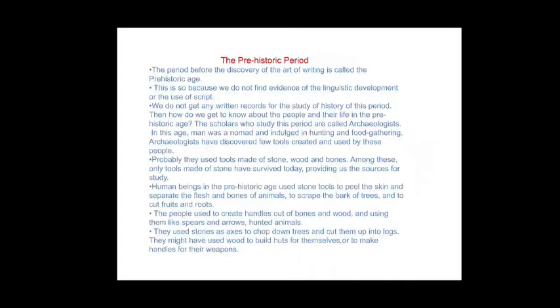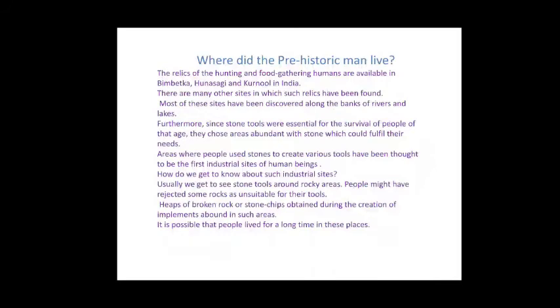Children, human beings in the prehistoric age used stone tools to peel and skin and separate the flesh and bones of animals, to scrape the bark of trees and to cut fruits and roots. This is what prehistoric man could use. Nowadays we use a knife. Before, only bones and stone tools could be used, children. Only stone tools, of different types.